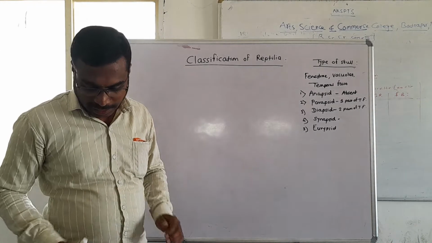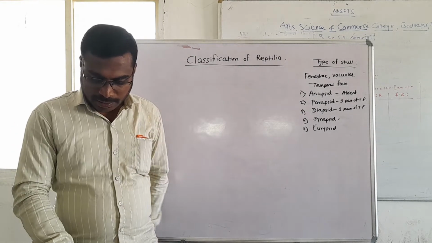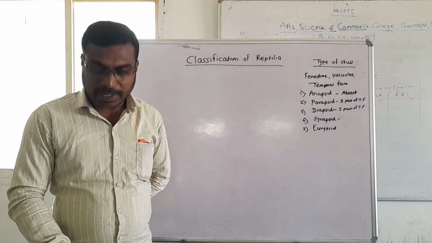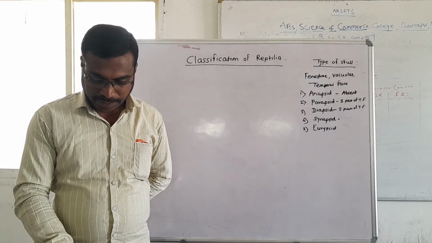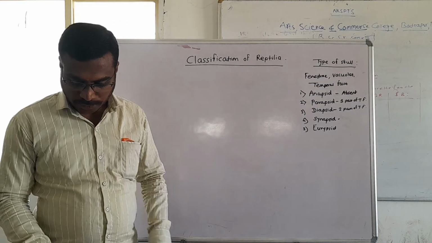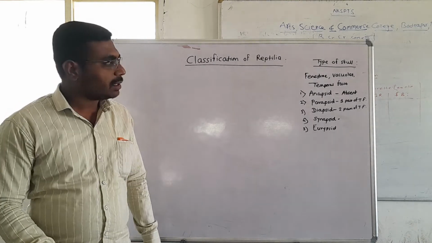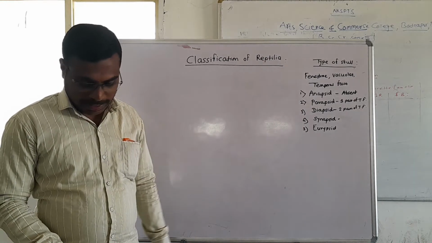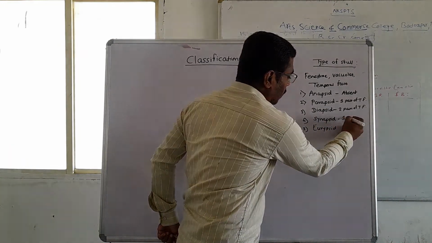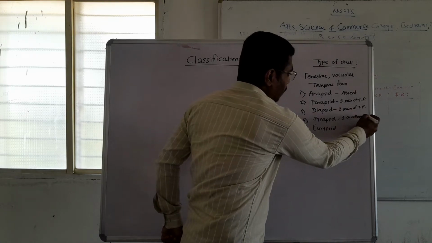Then next, here it appears when temporal fossa is present, one on either side beneath the junction of postorbital and squamosal opening of jugal bone. This type of skull is called synapsid skull. Here also one on either side.